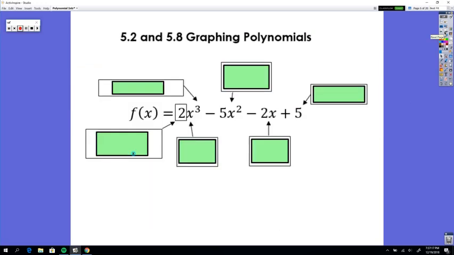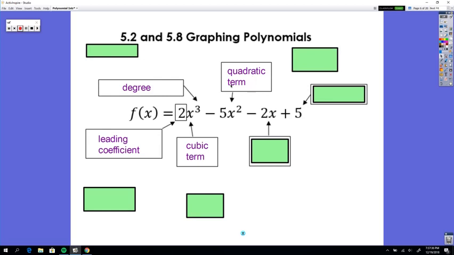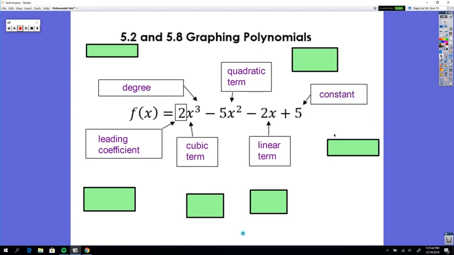All right, so there are a couple terms that we need to go over here. This term right here is our leading coefficient. This term right here is our cubic term, and that's our degree right here. This is our quadratic term. This is our linear term. And this is our constant term. Pause the video here if you need.